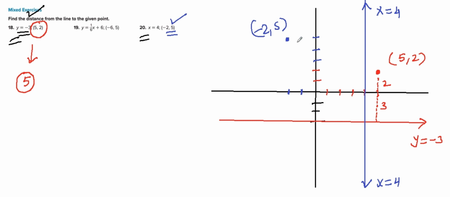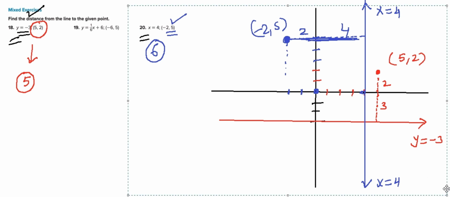Now what is the distance from here to here? How much is the distance? 4 units from here to here, and 2 units from here to here. So the total distance is 2 plus 4, which is 6. So this point is 6 units away from the line x is equal to 4. Question number 19 is important. I need the steps and formula for that. Now look at question number 19.